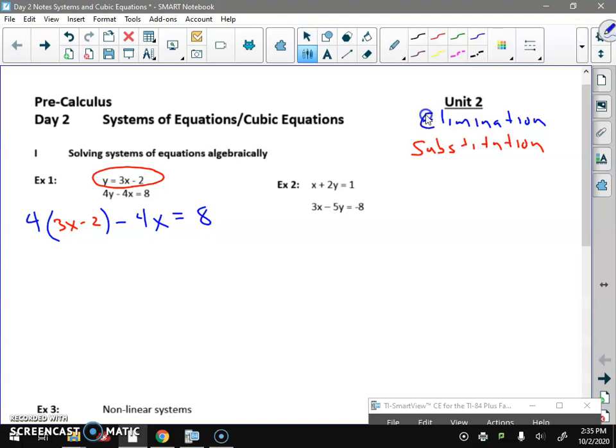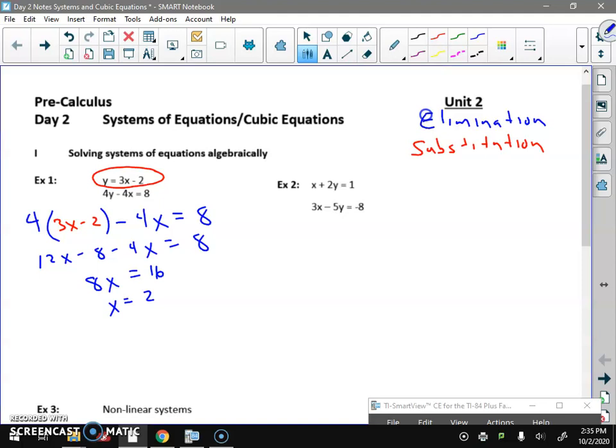Now I just got some easy algebra. 12x minus 8 minus 4x equals 8. Take the 8 over. 12x minus 4x is 8x. 16x equals... 8x equals 16, x equals 2. But I'm not done. What have I found? I found the x coordinate of the solution. I'm now looking for the y.